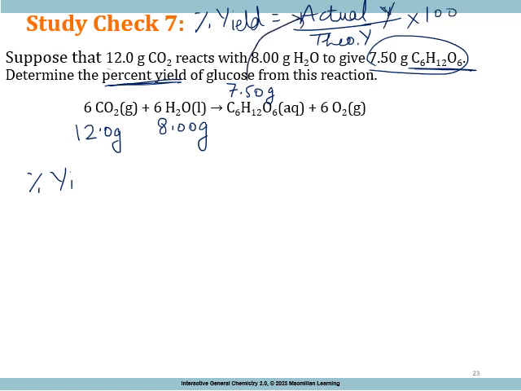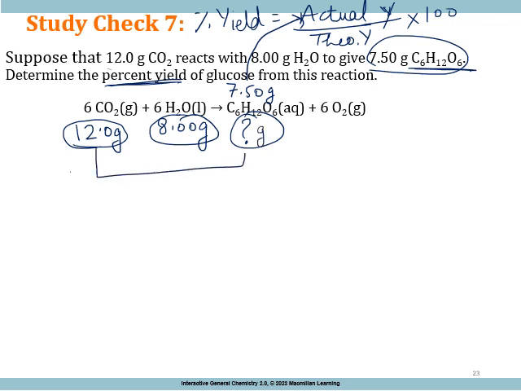I need theoretical yield. Now how do I find theoretical yield? Meaning how much product is made. Now again, this is basically like previous questions. Amount of reactant 1 is given, reactant 2 is given. The question is how much of this will you end up making, which means it is a limiting reactant question. I'll have to first go from this to this, then from this to this.